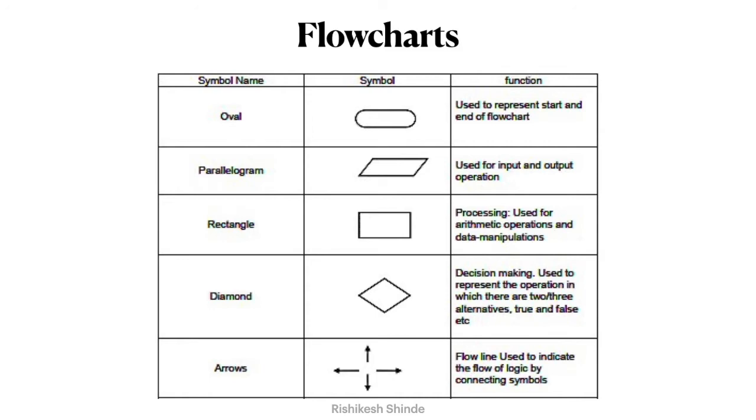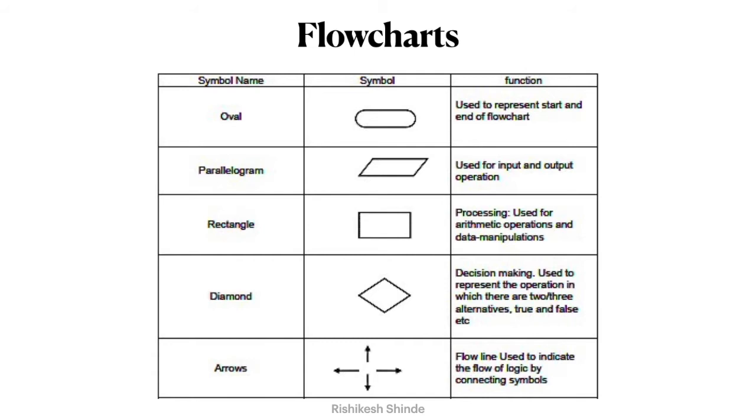Here are some symbols and the functions of those symbols. First one is oval symbol. It is used to represent start and end of the flowchart. Second is parallelogram. It is used for input and output operations. A rectangle is used for processing purposes. If it is a process, then it is written inside the rectangle. Data manipulation is also written inside the rectangle. Diamond shape is used in decision making statements. When there are decision making statements, then those statements are written in diamond shape.